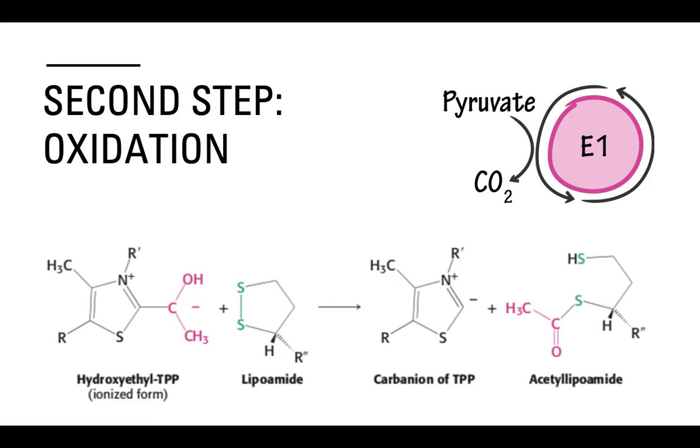The second step of the process is oxidation, more specifically the oxidation of the hydroxyethyl group attached to TPP from the previous step. Also, like the previous step, this reaction is catalyzed by the same enzyme, so it is also part of the E1 complex. The oxidation forms an acetyl group, which is simultaneously transferred to the second cofactor, lipoamide. The disulfide group of lipoamide is reduced, and the entire second reaction yields acetyl-lipoamide molecules.